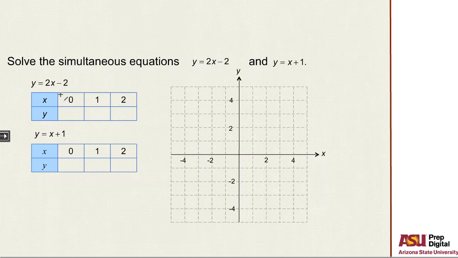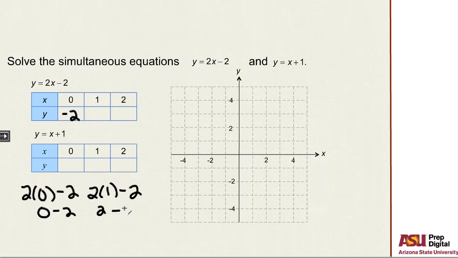So if I plug in 0 for x, I would get 2 times 0 minus 2 is my output. Well, we know 0 times anything is 0. So this output is negative 2. And then I continue, so I'm going to plug in 1 this time. So then I get 2 minus 2. Well, that's 0. And then now I'm going to plug in 2. So that's 4 minus 2, which is 2. And so there's my output.